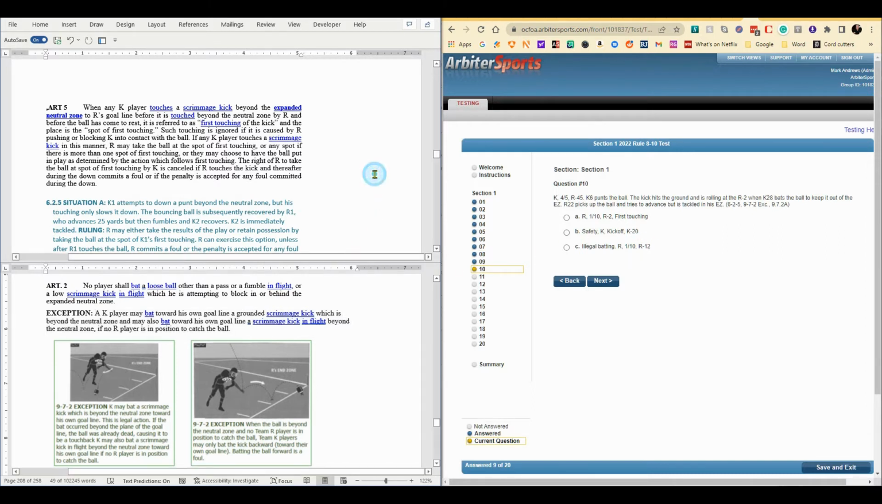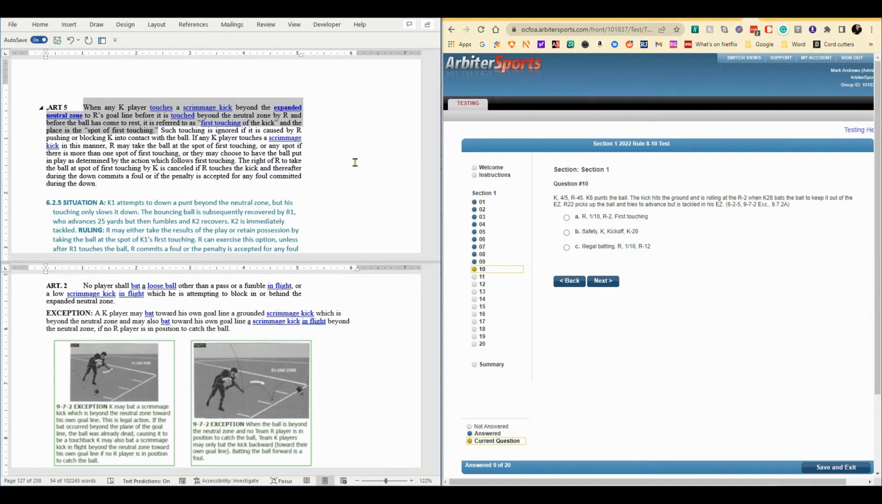The 6-2-5 reference is this one. When any K player touches a scrimmage kick beyond the expanded neutral zone to R's goal line before it's touched beyond the neutral zone by R, and before the ball has come to rest, it is referred to as first touching of the kick. And the place is the spot of first touching. This is really important, you guys. This can happen on a free kick or a scrimmage kick. On a free kick, first touching occurs in that 10-yard neutral zone. And on a scrimmage kick, it can happen anywhere between the line of scrimmage and the goal line.